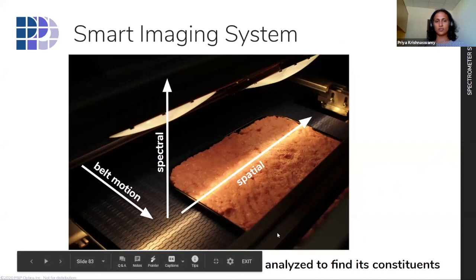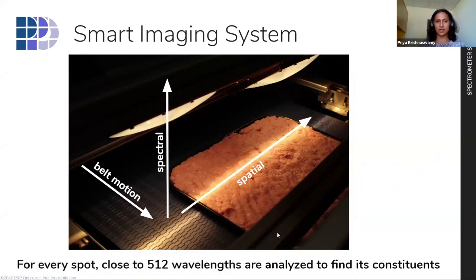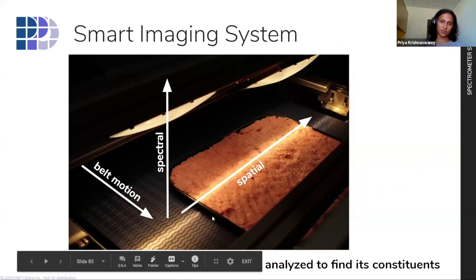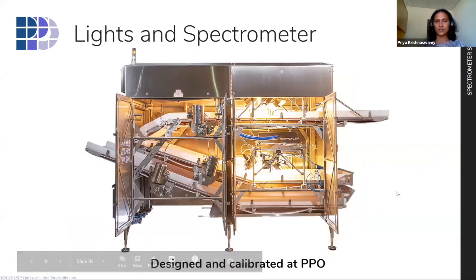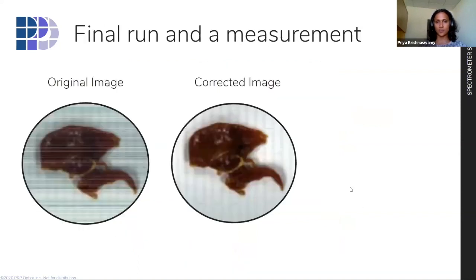So now that we went through the system and how a spectrometer is assembled and what makes a spectrometer, here's an image of me running through a belt, and we discussed its spatial side, which is the width of the belt. Then you have the belt motion, and the z-axis is going to be the spectral direction. And once everything is done, you have a complete smart imaging system where the spectrometer is built, calibrated, and the entire system is designed and calibrated in-house at PPO.